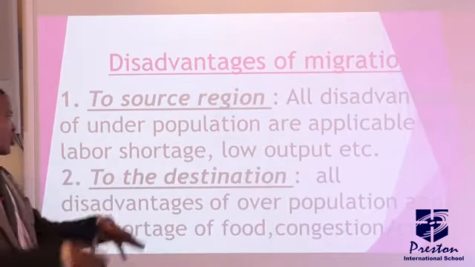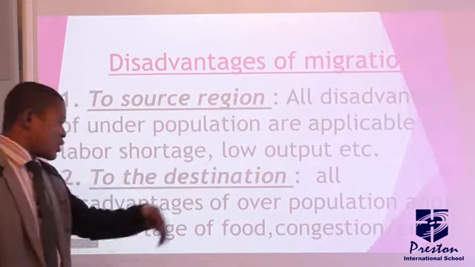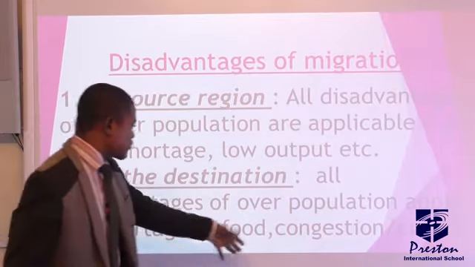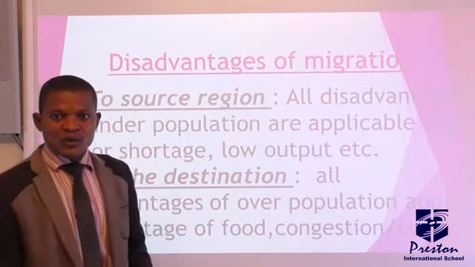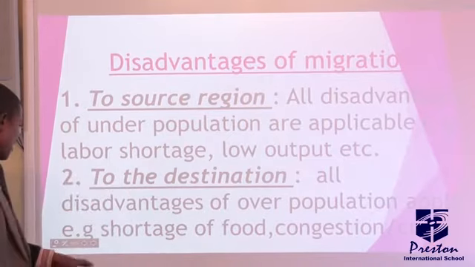What about the destination? What of all the disadvantages of overpopulation? High crime rate, as many as you can mention like we did in the last class. You look at food shortage, congestion. All this is applicable to the destination where people have migrated to.